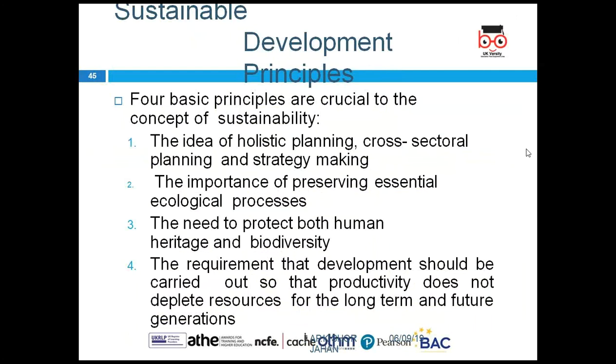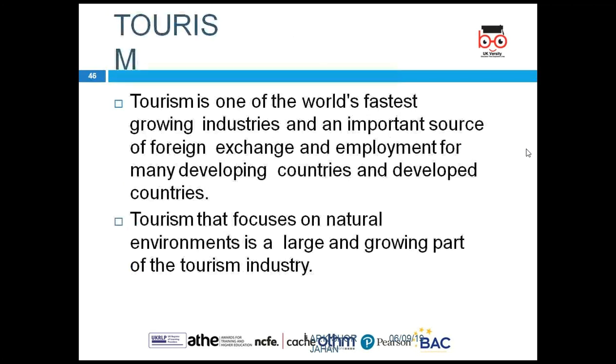Sustainable development has 4 basic principles: the crucial idea of holistic planning across sectors, the importance of preserving essential ecological processes, the need to protect both human heritage and biodiversity, and the requirement that productivity be carried out so that it does not deplete the resources.